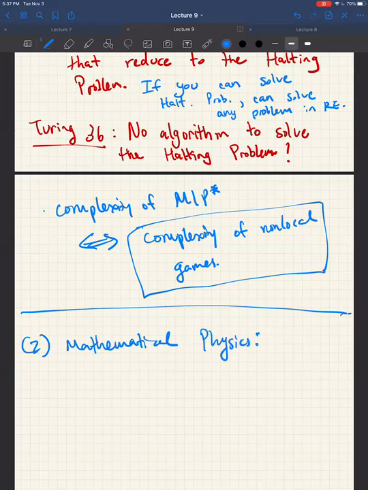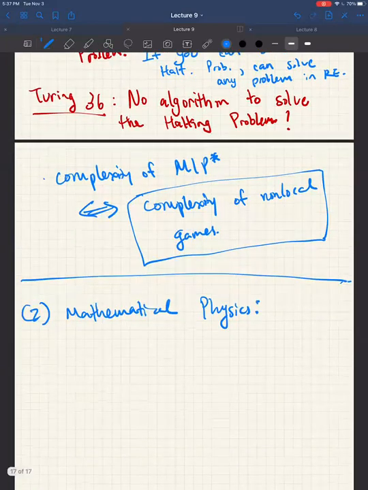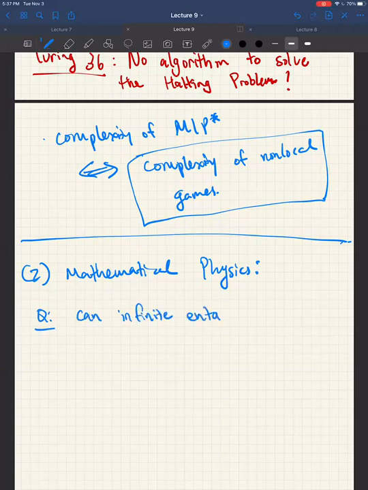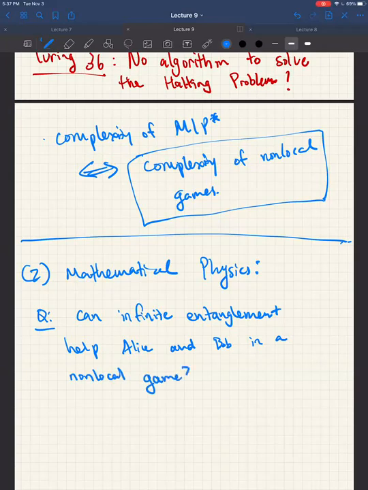Right, and the way I'm going to phrase the connection is, here's the question. Can infinite entanglement help Alice and Bob in a non-local game? Right.